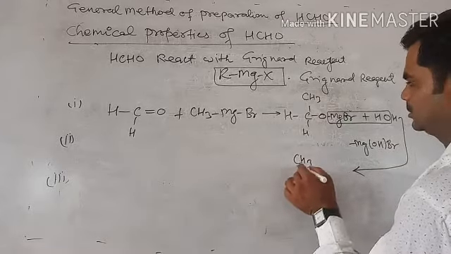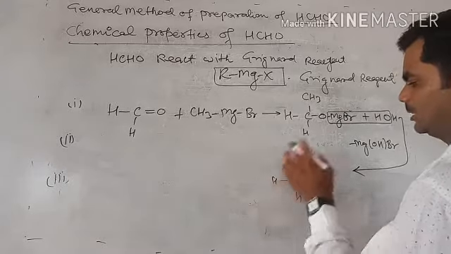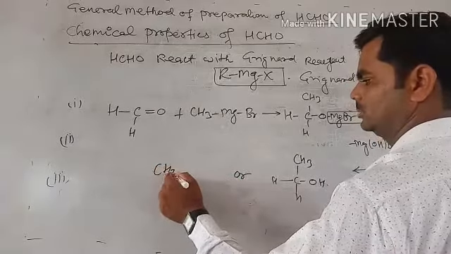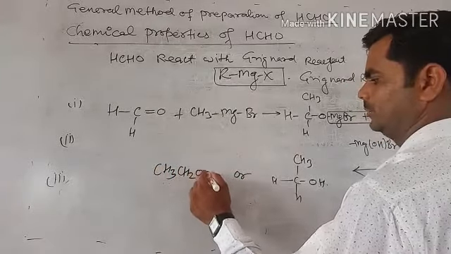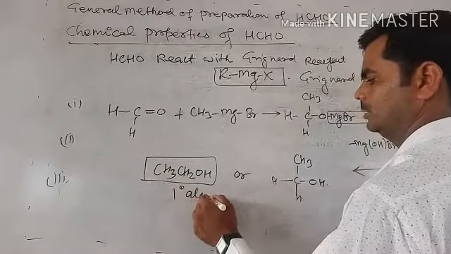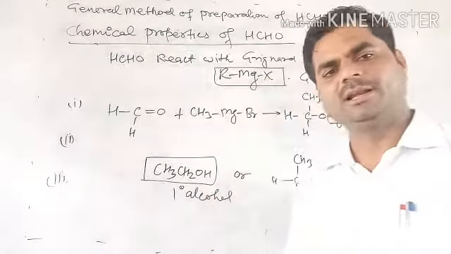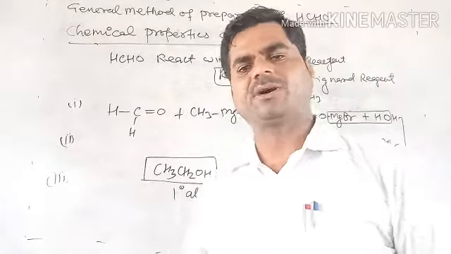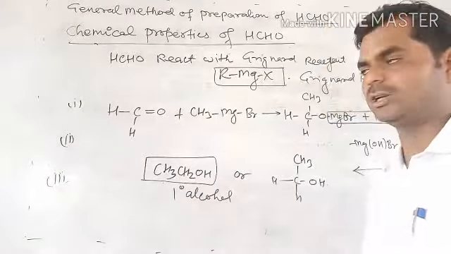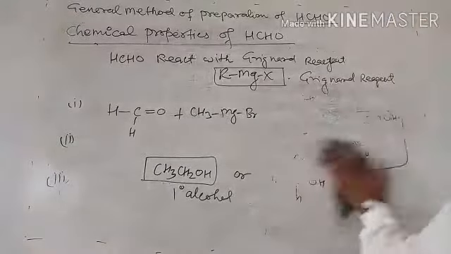Then what happened? This gives CH3, C, OH, H and H. This compound may be written as CH3CH2OH. What is this? This is a first degree alcohol. Always, the reaction of formaldehyde with alkyl magnesium halide is responsible for the formation of first degree alcohol. It is a most important topic. Okay, students, now note it.